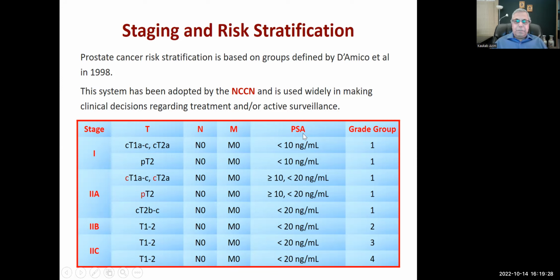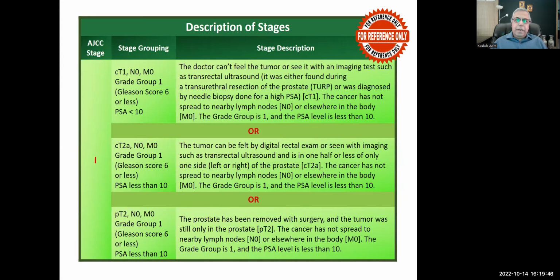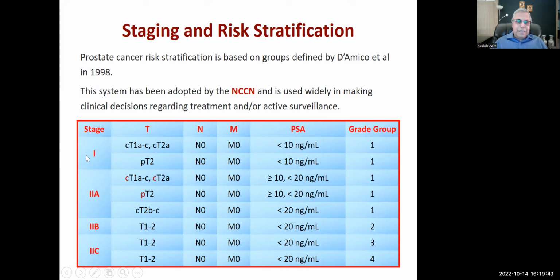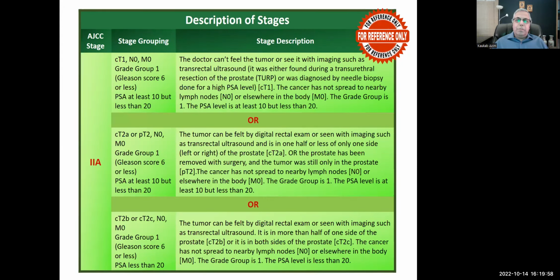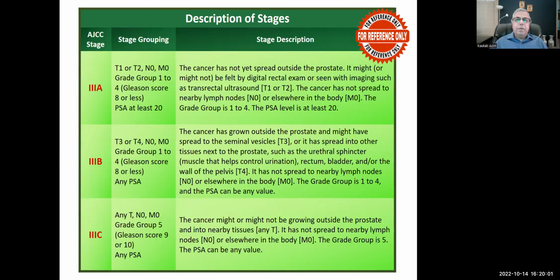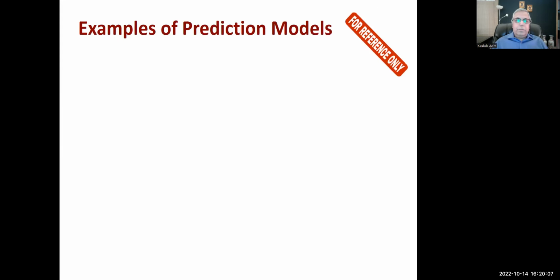Then you look at prostate specific antigen, less than 10 nanogram, between 10, 20, or more than 20 nanograms. And the third thing you look at is grading group. So tumor burden, PSA level, and grade group of the cancer, right? And here I've given you the description of each stage that I've shown you, and this is only for your reference. When you go to your oncology clinics, you might need to read through these. So I'll skip through these, and you can keep them with you, and they are there in the handout as well. Okay, now just a couple of prediction models.